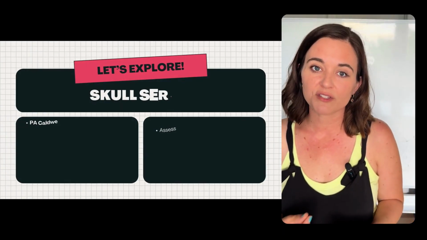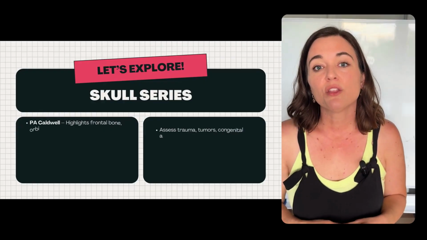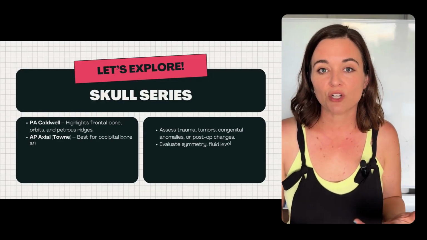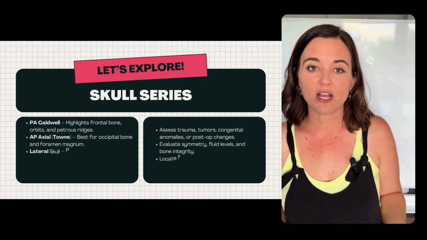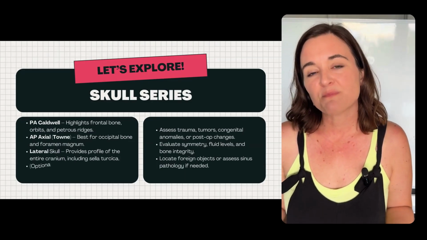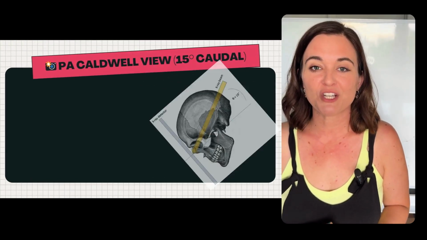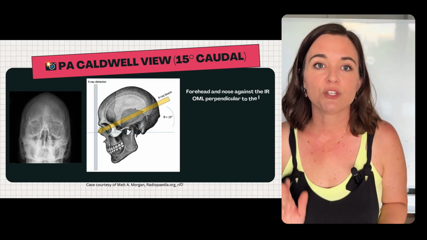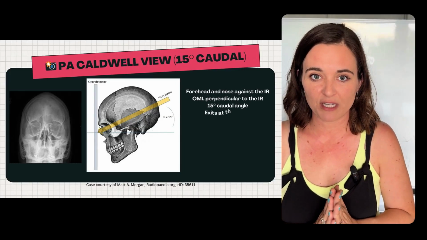A complete skull series usually includes 3 to 4 standard projections. Each one highlights different parts of the cranium and helps evaluate fractures, pathology, or congenital anomalies. Let's break them down. First up is our PA Caldwell view. The patient's forehead and nose are placed against the image receptor.